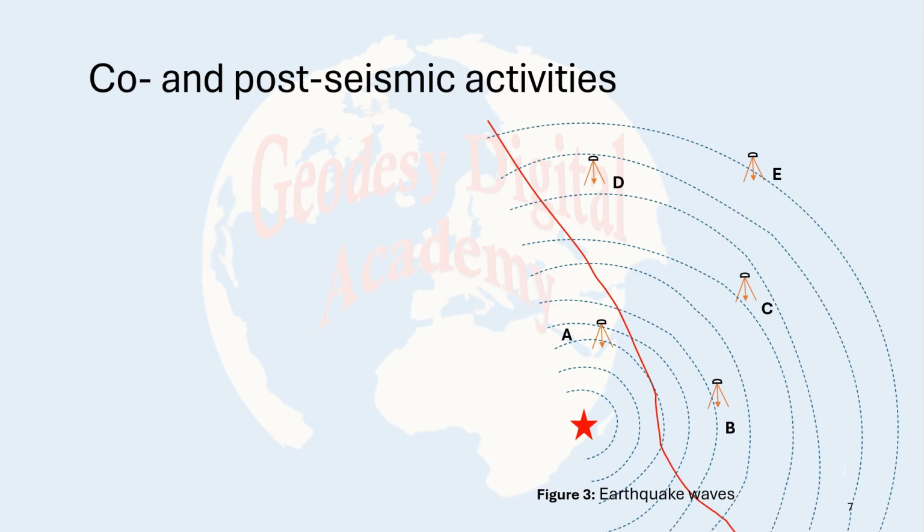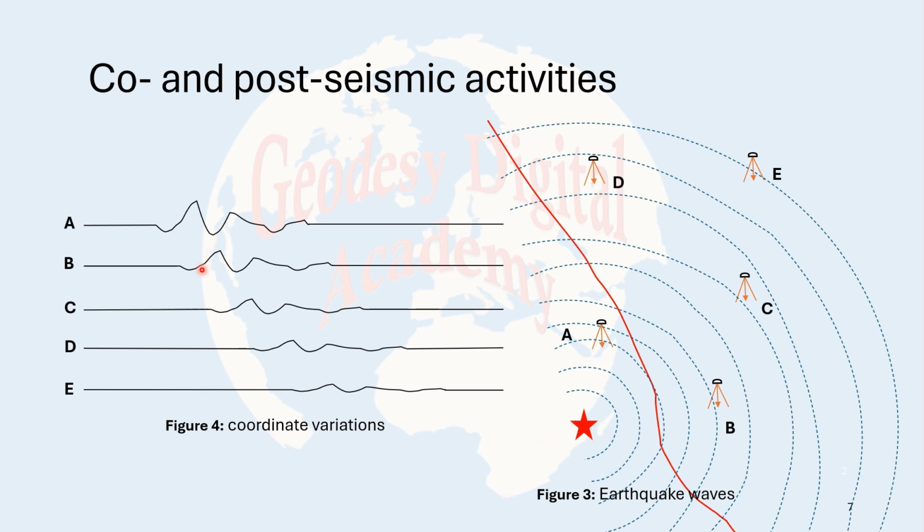And post-seismic activities. Consider that when an earthquake happens at this point here, what will happen? The earthquake will propagate through the crust, and we will observe some deformation or changes in the coordinates of GNSS receivers. Therefore, it can be seen that, for example, we have some coordinate changes in the Z direction, or vertical changes, or horizontal changes.